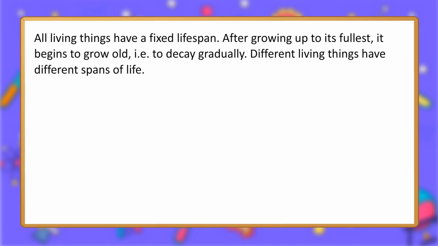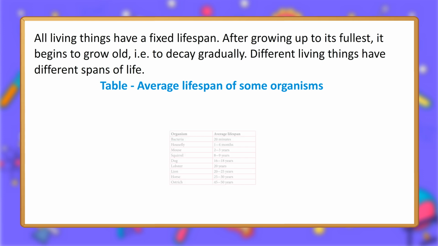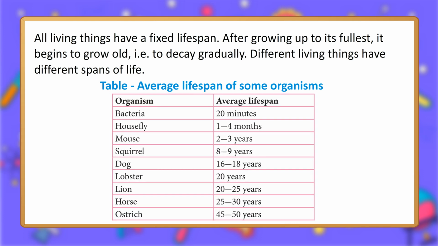Decay. All living things have a fixed lifespan. After growing up to its fullest, it begins to grow old, i.e. to decay gradually. Different living things have different spans of life. Table: average lifespan of some organisms. Organism, average lifespan. Bacteria: 20 minutes.